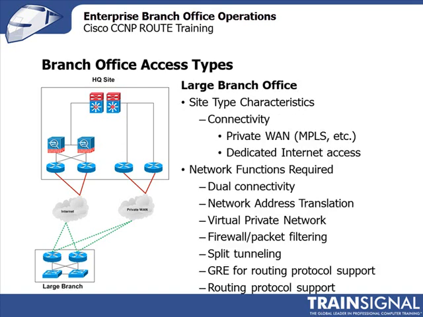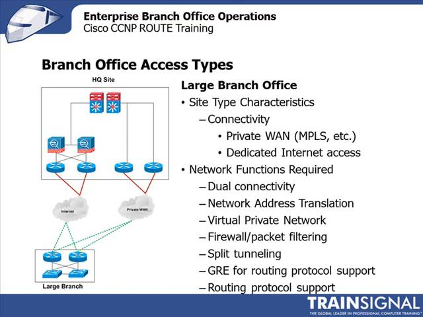Obviously, with large branch offices, you're looking at dual connectivity of some type, one set of circuits to the private WAN, another set of circuits requiring dedicated internet access. But again, this dual connectivity with dual devices makes business continuity at that particular branch a lot more likely. Obviously, network functions, dual connectivity. This is going to be multiple interfaces.